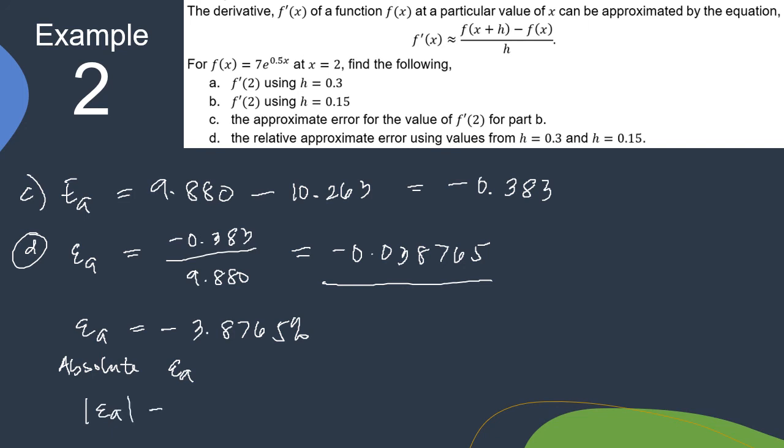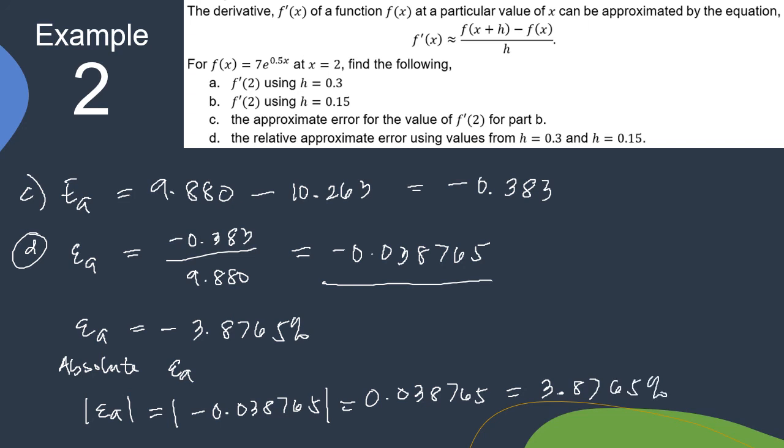Also, we can determine the absolute relative approximate error, that is equal to the absolute value of the relative approximate error, which is the absolute value of negative 0.038765. That's equal to 0.038765, or in percentage we have 3.8765%. That ends our lesson on measuring errors.